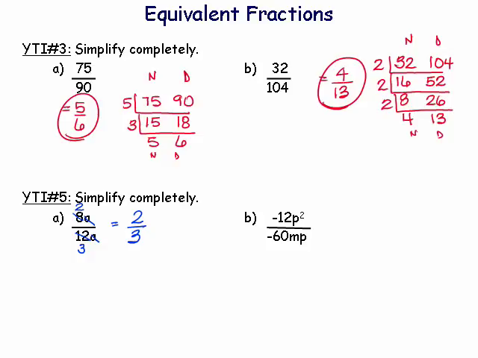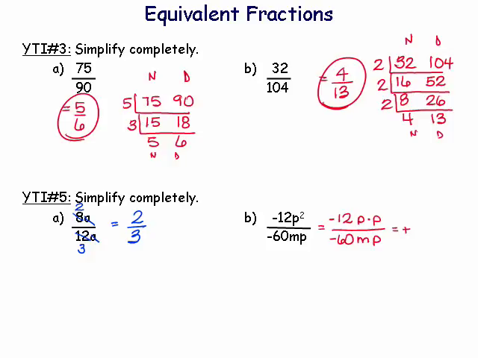Let's go to B. In B, I'm going to write something out. Let's write out negative 12, and then P squared is the same as P times P, all over negative 60MP. Okay, what happens with the negative signs? Well, the negative signs are gone because two negatives make a positive, so our result will definitely be positive.